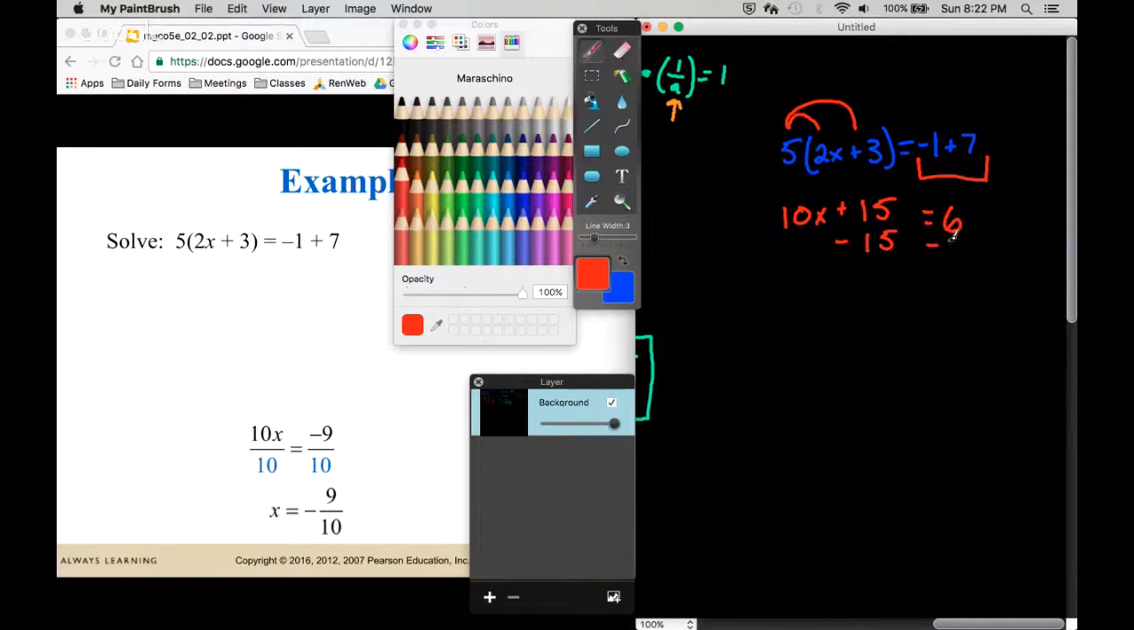Subtract 15 from both sides. That'll give you 10x equals negative 9. Divide by 10. Can 9 over 10 be reduced? No, it cannot. So your solution is going to be negative 9 over 10.